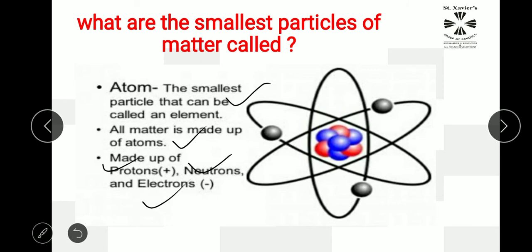So this is about the smallest particle of matter. The smallest particle of matter is the atom. They can be called an element. Here the atom has three subparticles, or we can say the atom is made up of protons, neutrons and electrons, students. So this is the question's answer.